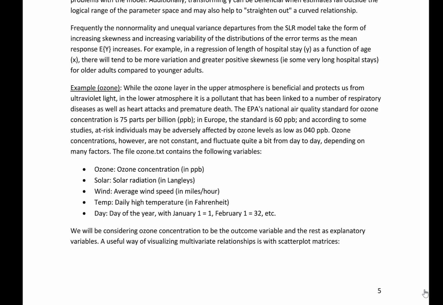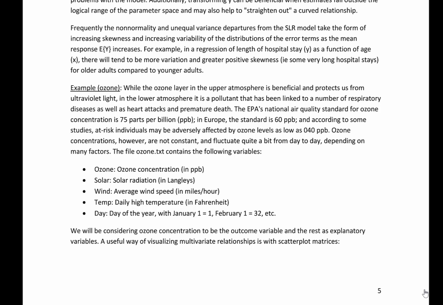All right, so frequently non-normality and unequal variance departures in the simple linear regression model take the form of increasing skewness and increasing variability of the distribution of the error terms as the mean response, the expected value of y, increases. So for example here, and this is a common one that you would see, in the regression of length of hospital stay as a function of age, there's going to tend to be more variation and greater positive skewness, in other words, some really long hospital stays for older adults compared to younger adults.